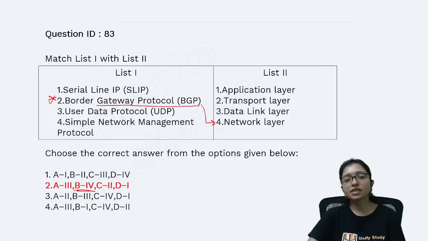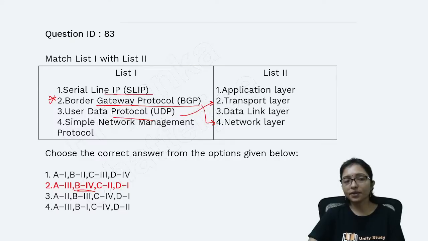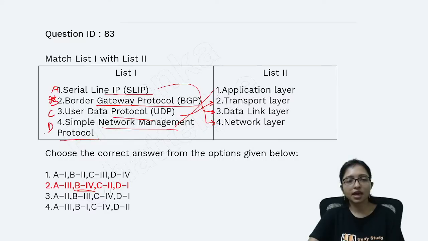TCP and UDP, these are the two protocols of transport layer. So this is transport layer. Serial line IP, SLIP. SLIP is the protocol of data link layer. Simple network management protocol. So how the network management is going on, that is application layer. Actually this is A, this is B, this is C, and this is D. This is 1, this is 2, this is 3, and this is 4.